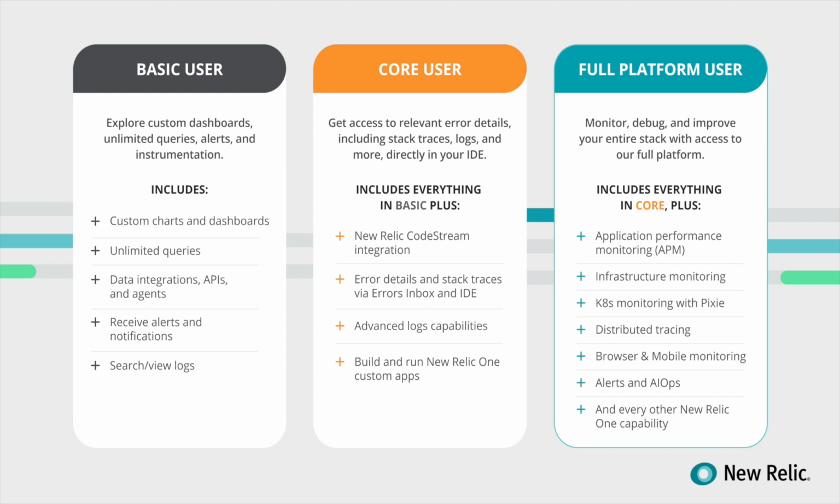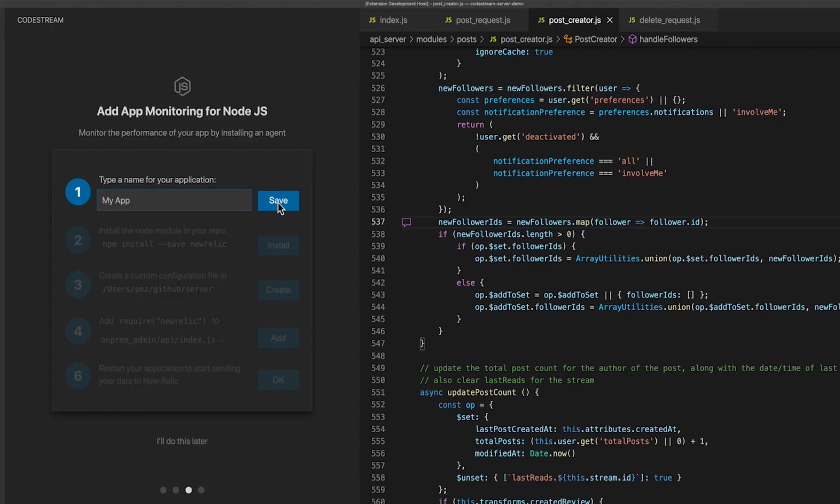All new customers have automatic access to the core user type. For existing customers, you can either utilize our in-product flow to unlock core user functionality, or you can talk to your account team to help you get set up or for further questions. Now, let me show you how you can view telemetry data and identify and troubleshoot issues using core user capabilities.